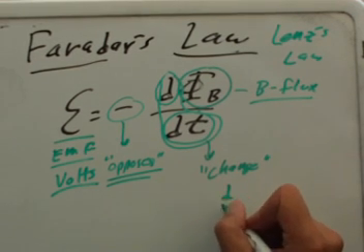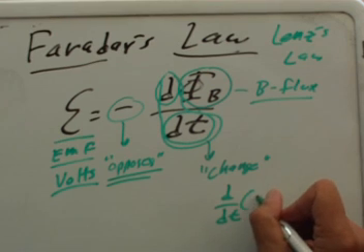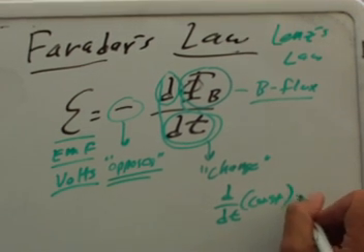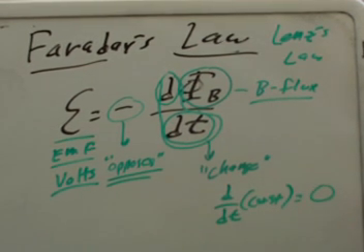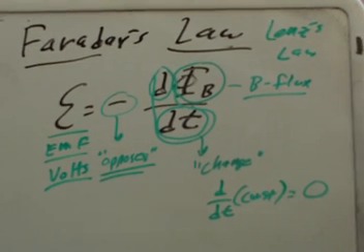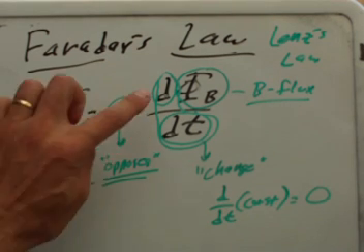Because if you are taking a d by dt of something, and the thing you're taking the derivative of is a constant, then you'll just get 0. So if something isn't changing, you'll get 0, and if you get a 0 for this, there's no EMF, everything's over, there's no induced current, everyone can just go home. So it's looking for a change here.